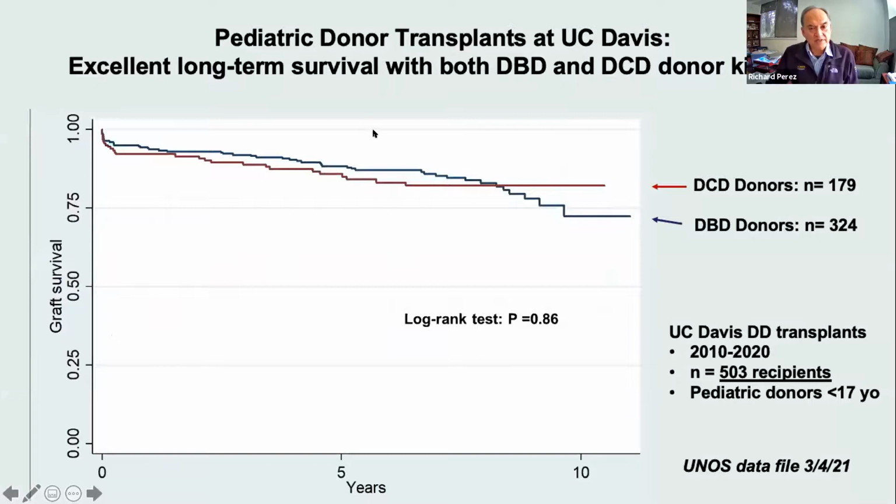And then in terms of our overall experience with pediatric donors at our institution, this is all pediatric donors less than 17. So 503 recipients. You can see most of them are brain death, 324, whereas we have 179 deceased DCD, but you can see excellent long-term survival, both DCD and brain death.